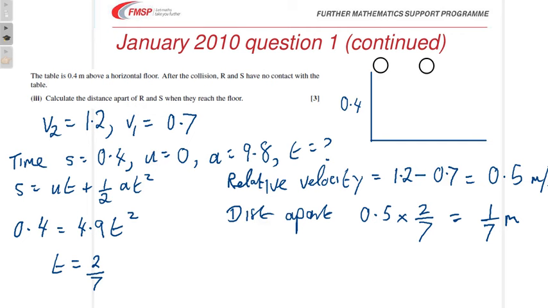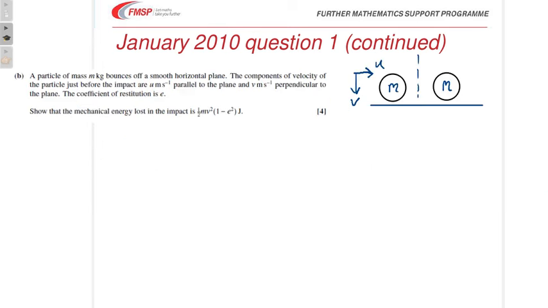So, one more bit to do now, and I think it's only a short bit. A particle of mass m bounces off a smooth horizontal plane. So it tells you it's coming in with components u parallel to the plane and v perpendicular, and the coefficient of restitution is e. Well, the plane is fixed, can't move. So the relative speed after impact is e times the relative speed before, which means that the velocity of this one off the plane is ev. And because it's a smooth plane, the speed component parallel to the plane is unchanged.